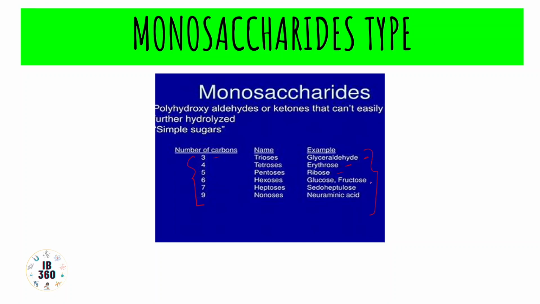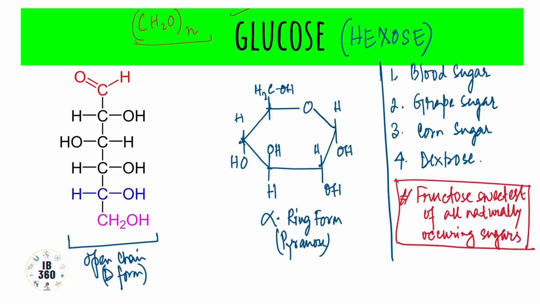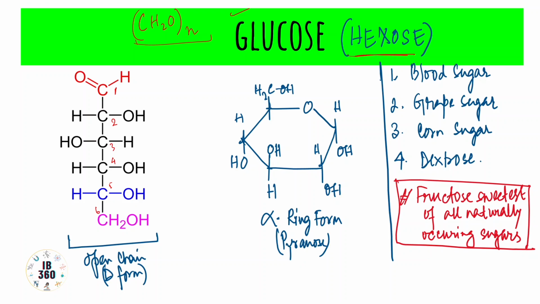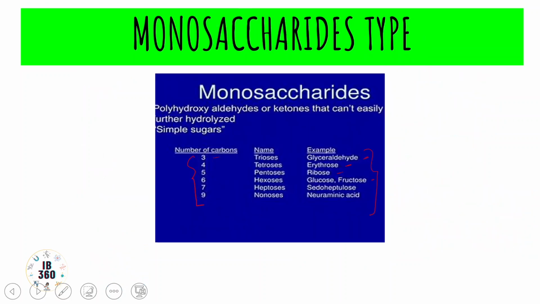So we have seen the glucose structure. It has 6 carbon atoms: 1, 2, 3, 4, 5 and 6. That is why it is a hexose. I have mentioned here it is a hexose. We can have heptoses, pseudoheptulose, and nonoses, for example neuraminic acid. So that is how monosaccharides can be classified.